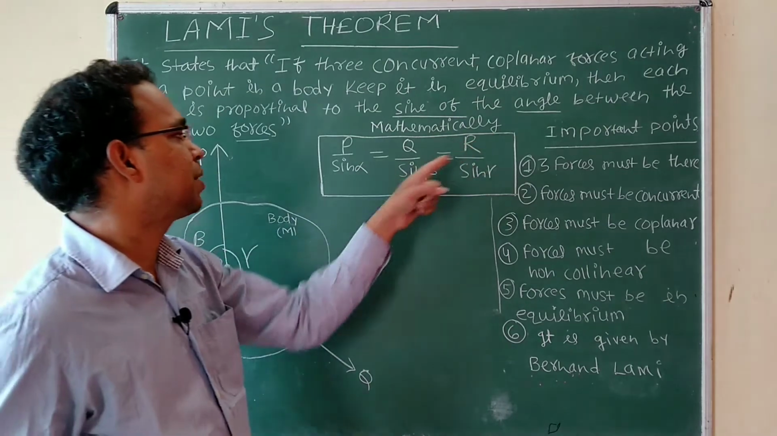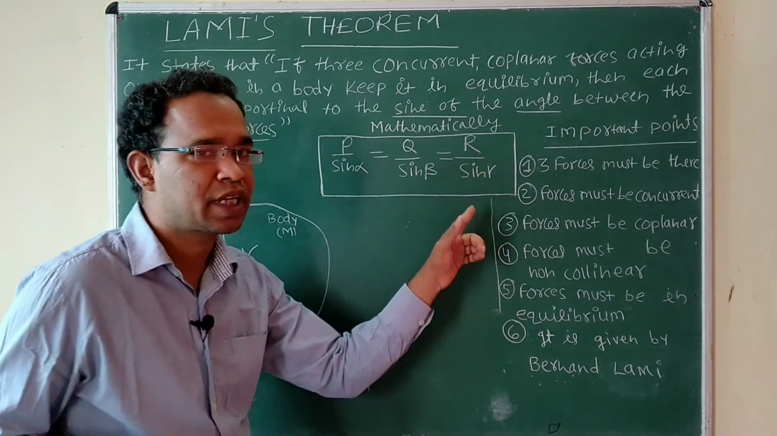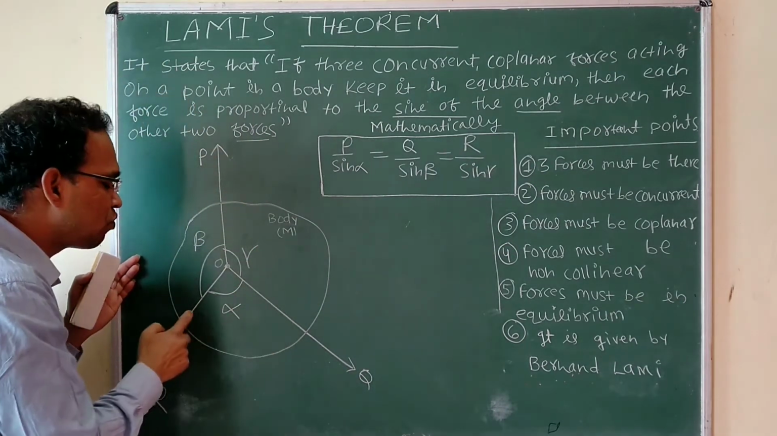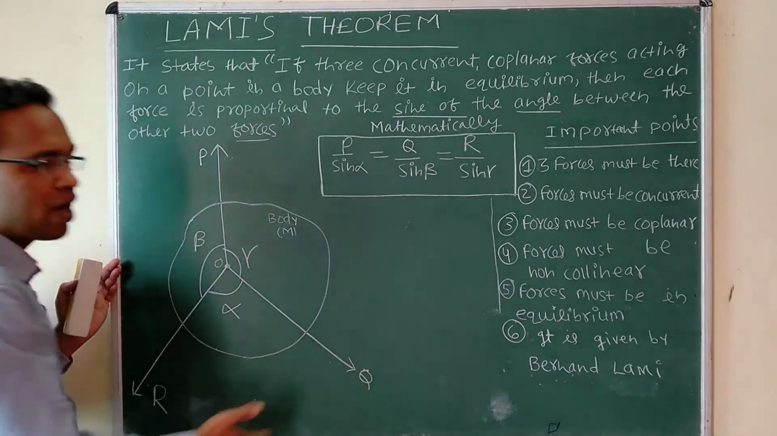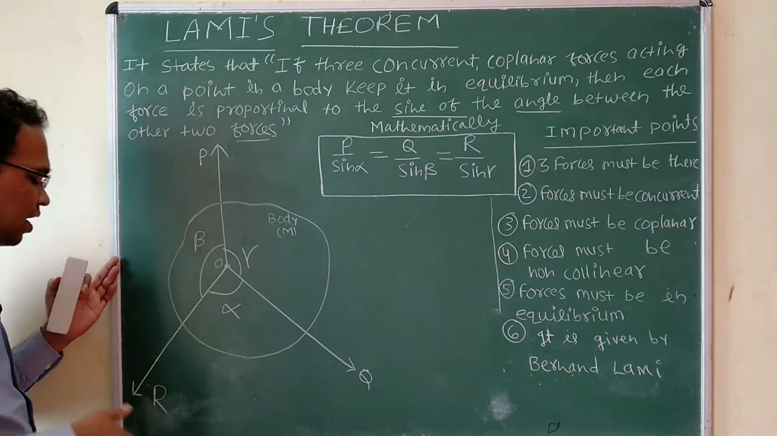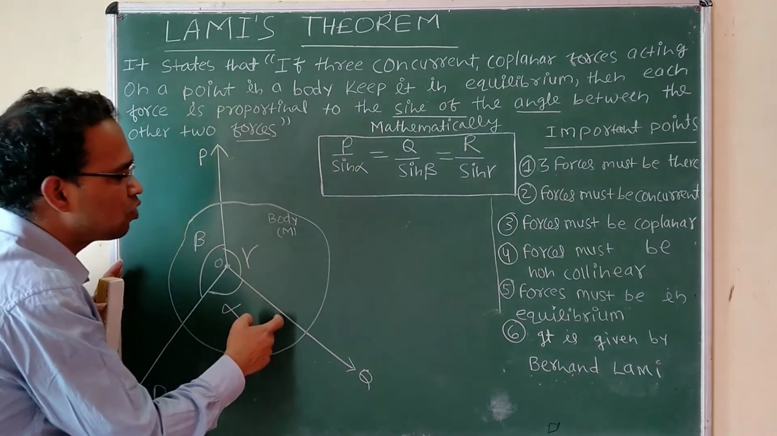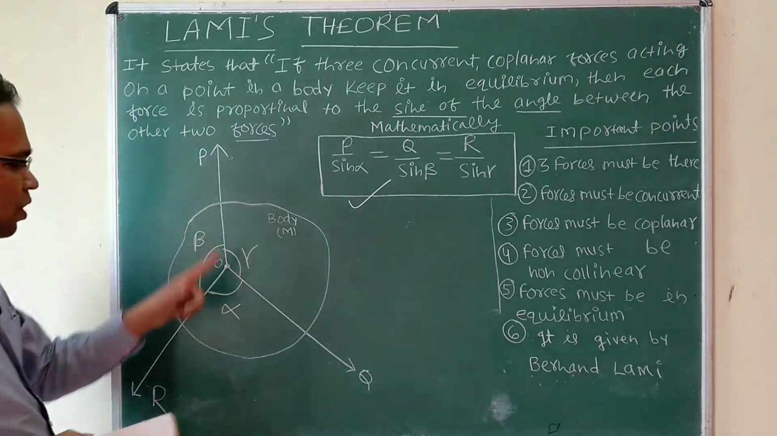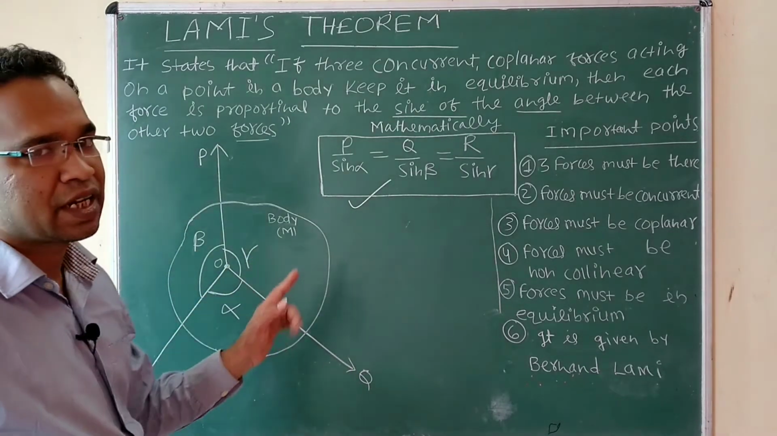Mathematically, this theorem is expressed as P upon sine alpha is equal to Q upon sine beta is equal to R upon sine gamma. See here, the ratio of force P and the sine of the angle between the other two forces, meaning sine alpha, is equal to the ratio of force Q and sine beta, and is equal to the ratio of force R and sine gamma. This is what Lami's theorem is: P upon sine alpha is equal to Q upon sine beta is equal to R upon sine gamma.